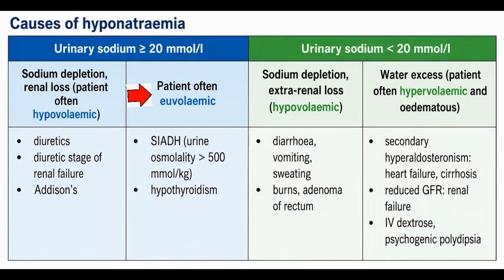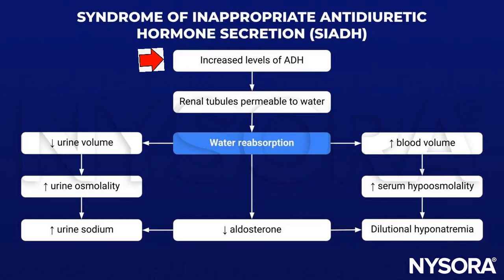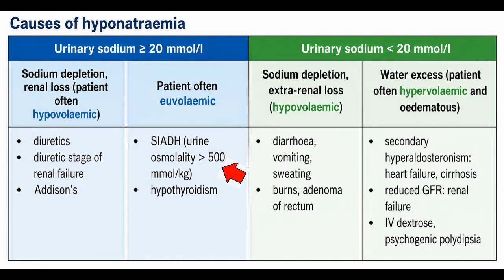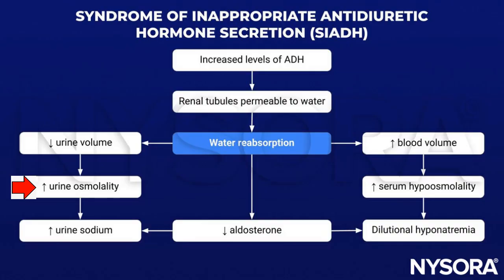The two classic causes are SIADH, syndrome of inappropriate antidiuretic hormone secretion. This is one of the most common causes of euvolemic hyponatremia. Excess ADH causes excessive water reabsorption. Water retention dilutes serum sodium, while sodium excretion continues normally. The slide also mentions urine osmolality more than 500 mmol per kilogram. This indicates that the kidneys are producing concentrated urine, despite the presence of hyponatremia. Normally, urine should be dilute when sodium is low.